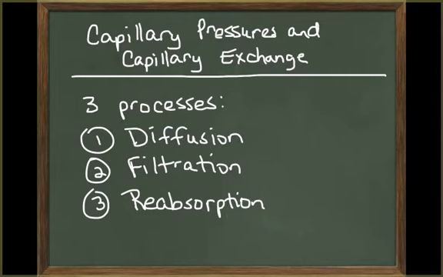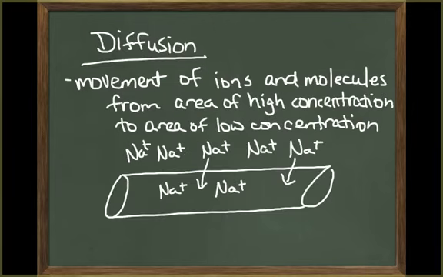There are 3 important processes that move material across typical capillary walls. These 3 processes are diffusion, filtration, and reabsorption. Diffusion is the movement of ions or molecules from an area where their concentration is higher to an area where their concentration is lower. The difference between the high and low concentrations represents a concentration gradient.